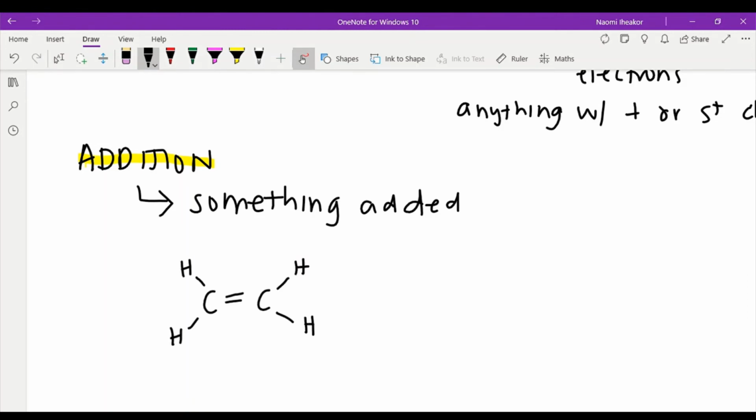So we know this is ethene, and because there is a double bond here, so this is unsaturated, what can happen is we can break one of these double bonds, and because of that, we can now add another hydrogen on here and another hydrogen on here, because we've broken a bond and therefore we've been able to add another bond in order to satisfy the rule that carbon needs to have 4 bonds. And so that is an addition reaction.